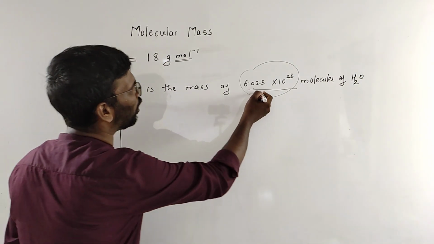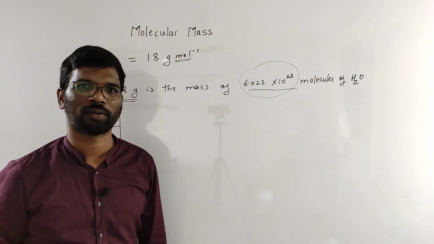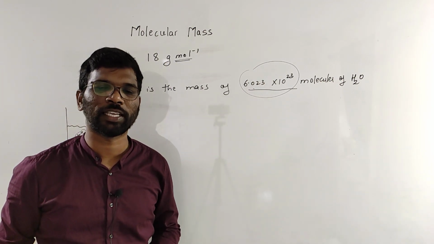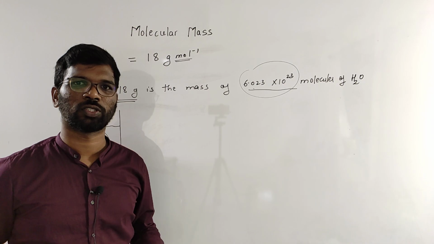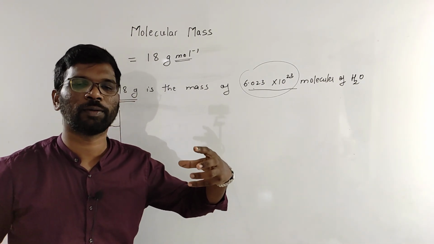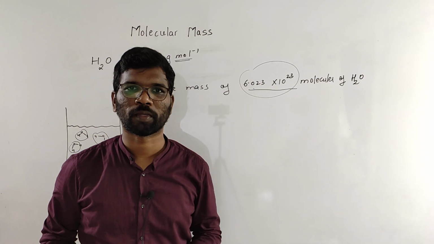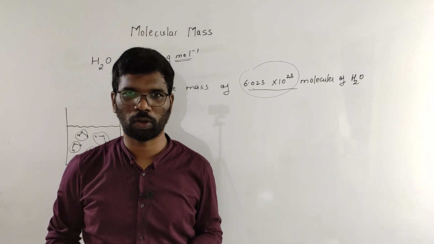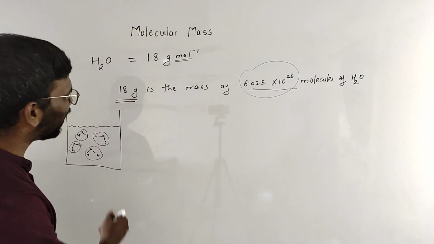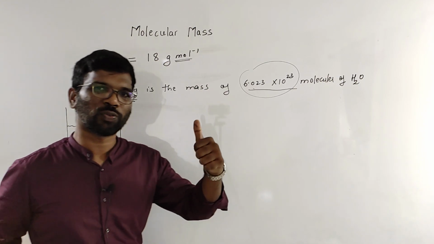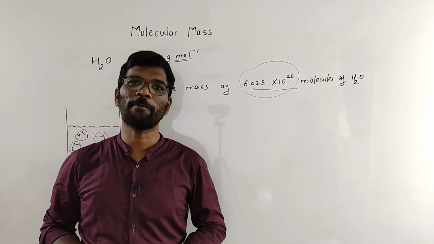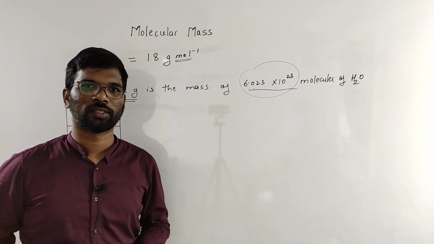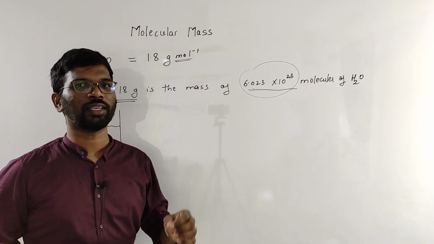When these many molecules of that particular species, 6.02 into 10 raised to 23 molecules of that particular species, the weight of 6.02 into 10 raised to 23 molecules of a particular species is the molecular mass of that molecule, right? So again the concept is the same, but in the previous case when I was explaining the atomic mass, it was 6.02 into 10 raised to 23 atoms. Now it is 6.023 into 10 raised to 23 molecules.